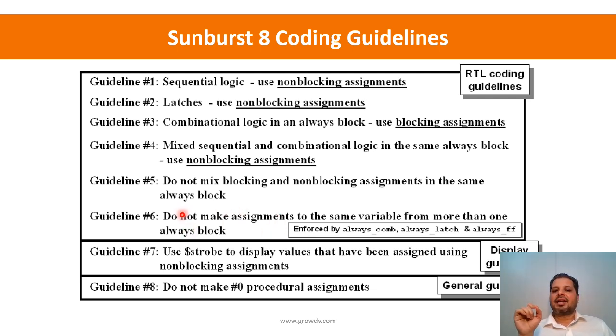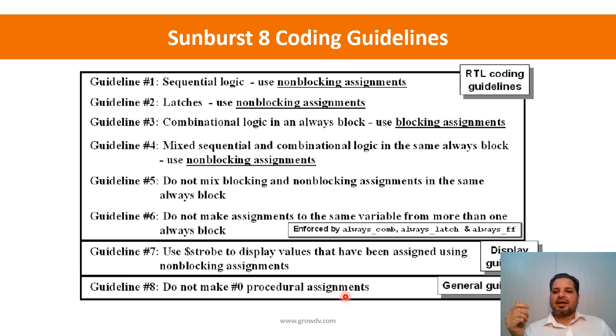It always creates a possibility of race condition, so do not do this. And then use $strobe to display values that have been assigned using non-blocking assignments, because as we saw, the $display executes in the active region where the non-blocking assignment has not yet completed. So when you use $strobe, it gets executed in the postponed region, and hence you will be able to see the latest values.